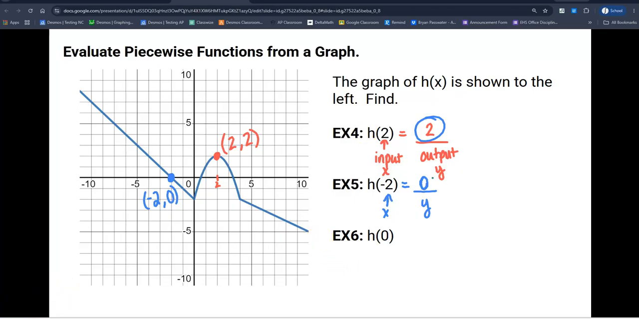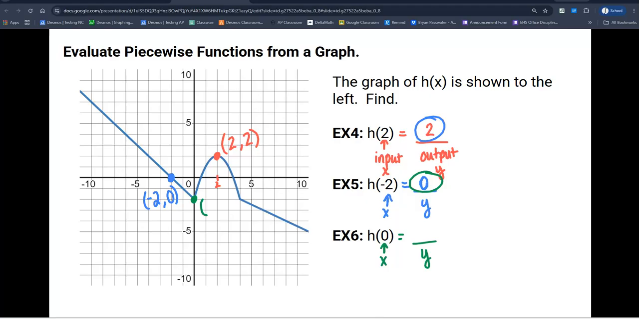This is the case for any graph, not just the piecewise. It's just they ask these questions a lot with piecewise. All right, then, so this one, 0 is your x. Your answer is going to be your y coordinate. Okay, so if I look, right here is where my x coordinate is 0. It's going to hit the graph right here. Jalen, what are my coordinates right here?